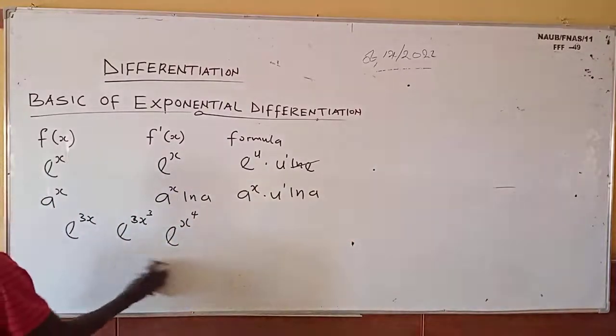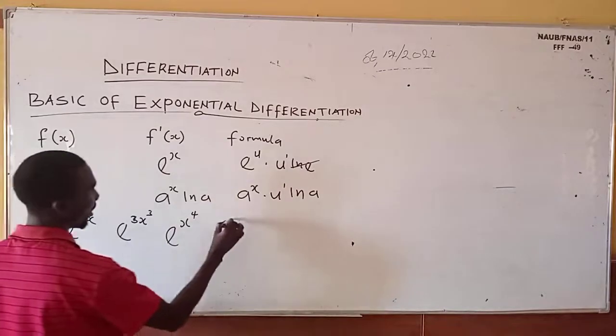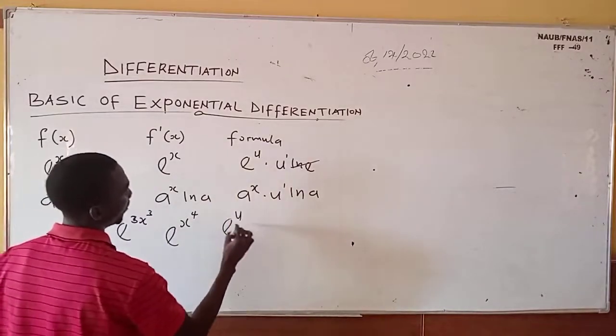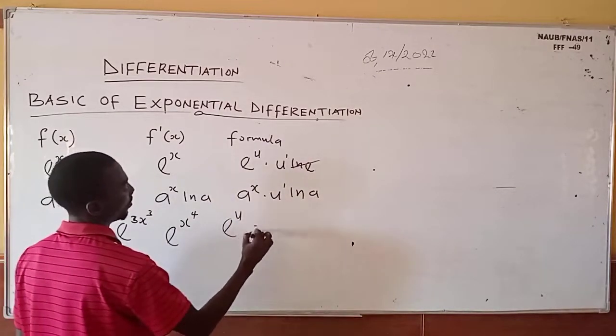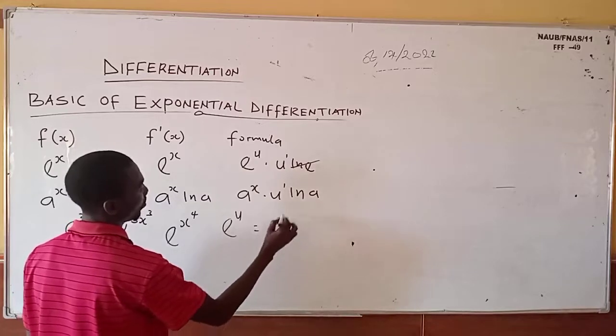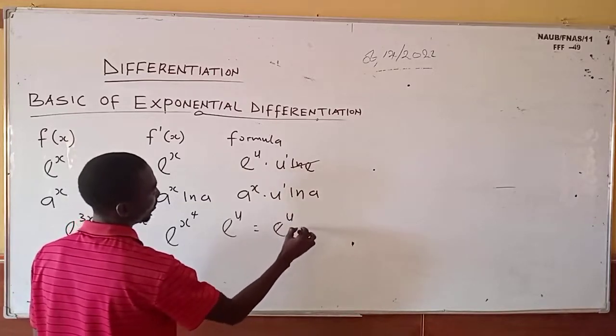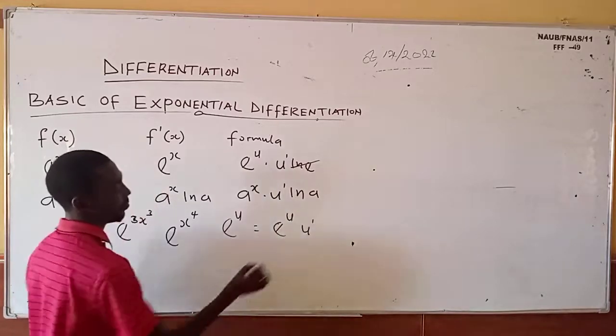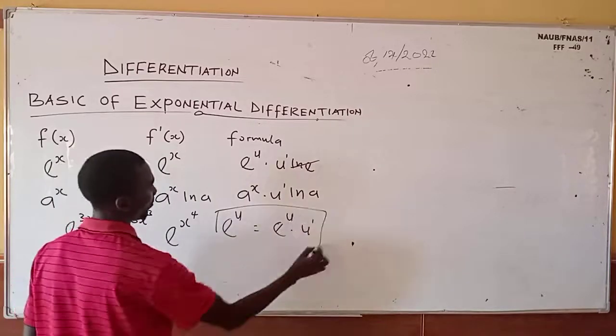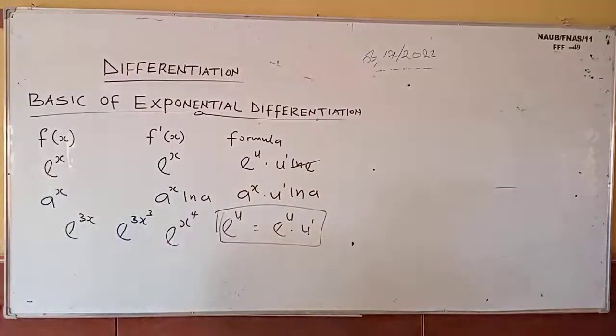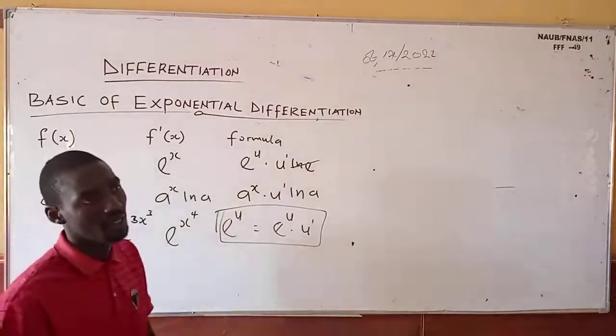So the meaning of this is if we have exponential u, you also say exponential u, still exponential u, then multiply by u prime. That is what we are doing. So this is the formula for this.